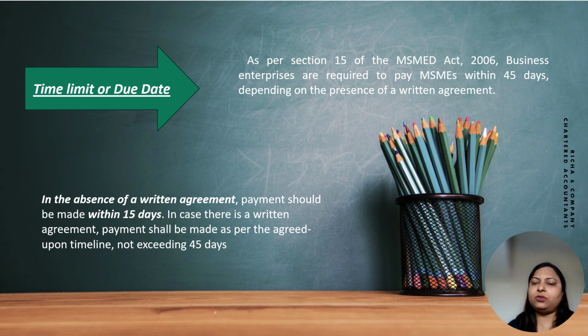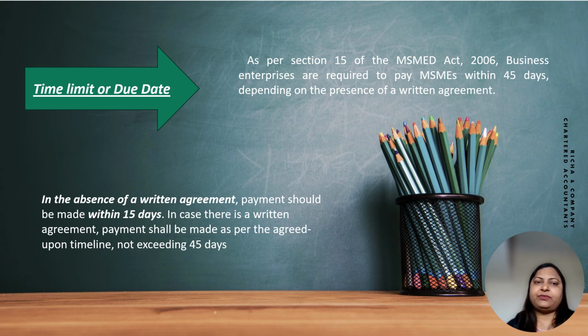But if there is no agreement, then payment should be done within 15 days. The 45 days period is only if there is an agreement in writing. So if there is no agreement, then you have to make the payment within 15 days. And if you have not made the payment within those 15 days, then you are in default. We will also discuss what the consequences of default will be.